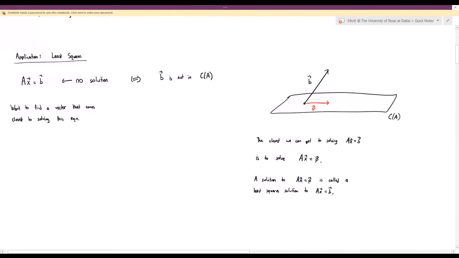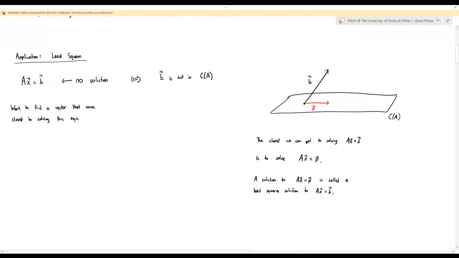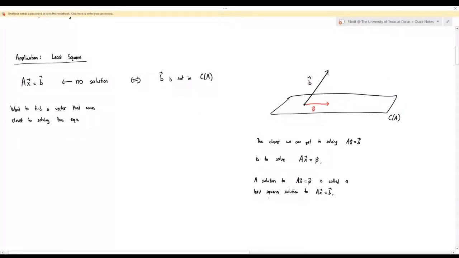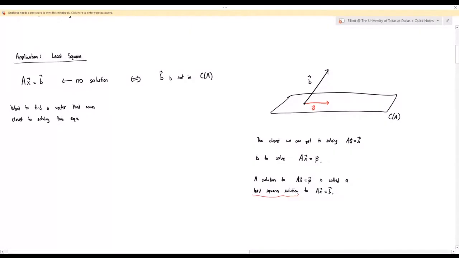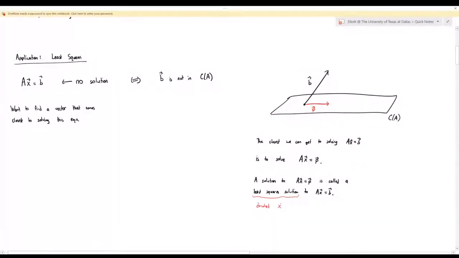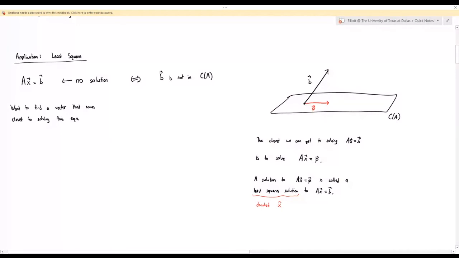All right, now just a little bit of notation. A least squares solution is, at least in this class, commonly denoted as x with a hat on top of it. So if you see this notation x hat in the context of least squares or projection, it refers to the least squares solution.